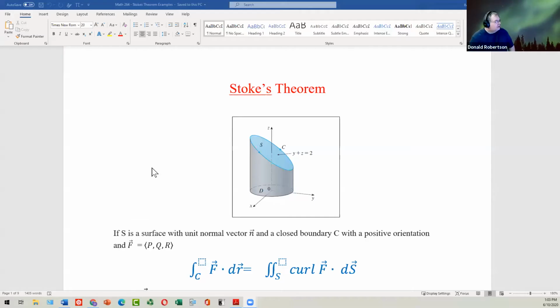So first thing I'm going to do then is zoom over, hopefully, to, I believe it's this screen here. Are you looking at a screen that says Stokes' theorem? Is that what you can see as your main screen from me? It says Stokes' theorem. Yes? Perfect. Okay.